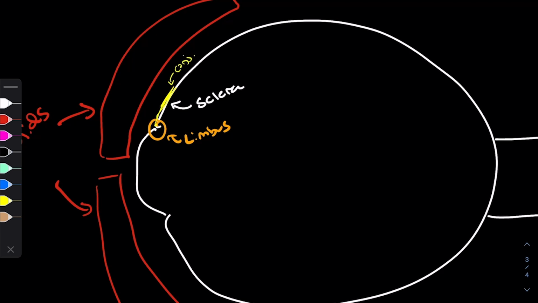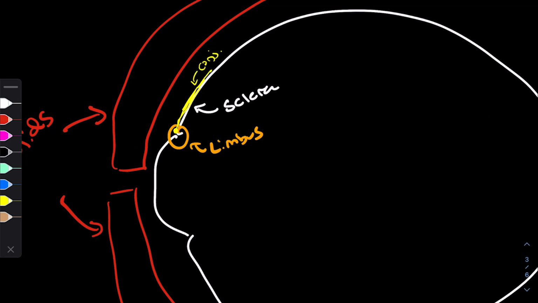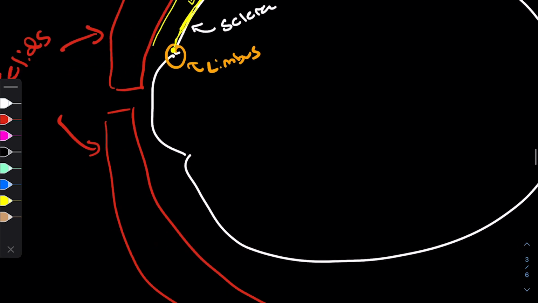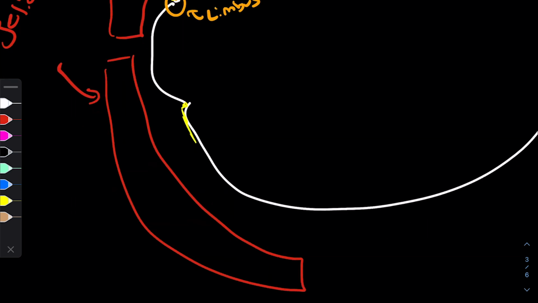And I can only draw this in 2 dimensions, but you have to imagine this is going 360 degrees all around the limbus, all around the eye. The conjunctiva goes from that point, goes all the way around the eye, and then it actually settles down and attaches onto the inside of our eyelid.